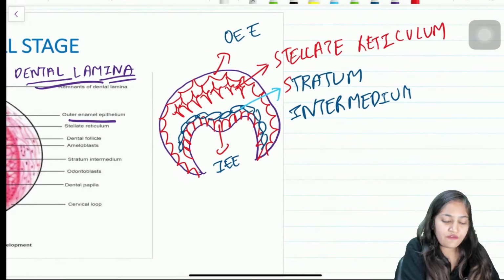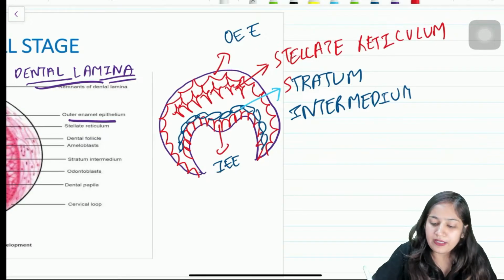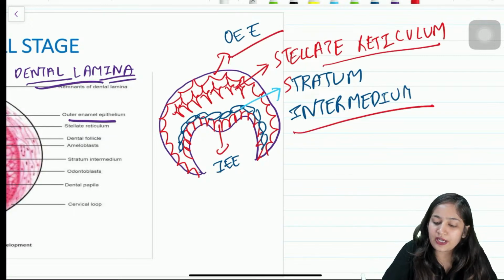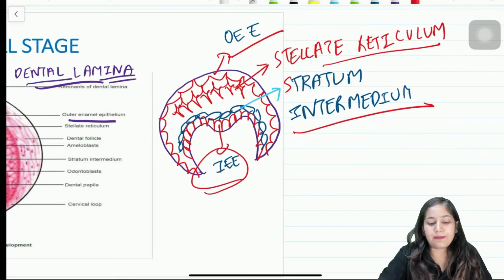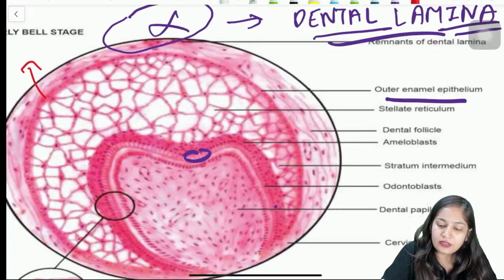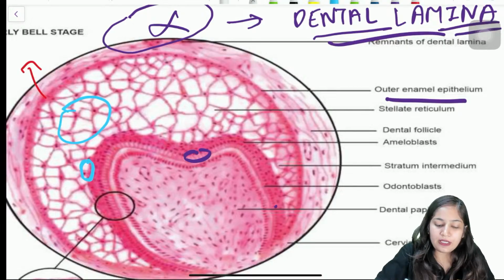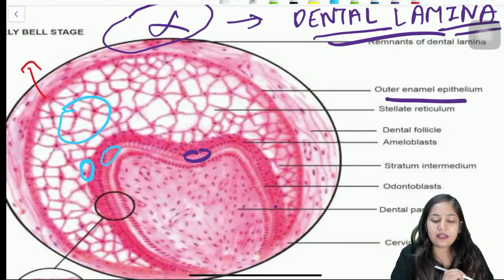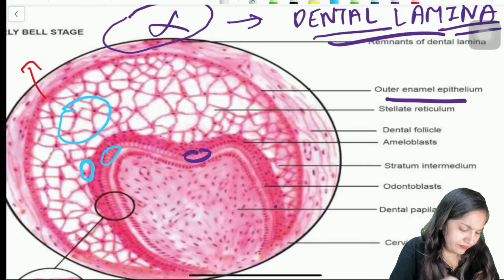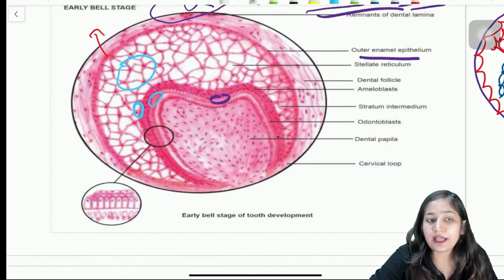Okay, so all of you are correct. I think you are getting this now. So mainly 4 layers: outer enamel epithelium, stellate reticulum, stratum intermedium, and inner enamel epithelium. Here also you can easily appreciate outer enamel epithelium. This is our stellate reticulum. Just next to the stellate reticulum we have stratum intermedium, and all these columnar cells are our inner enamel epithelium. Right. So layers, I don't think you might be having any doubt.